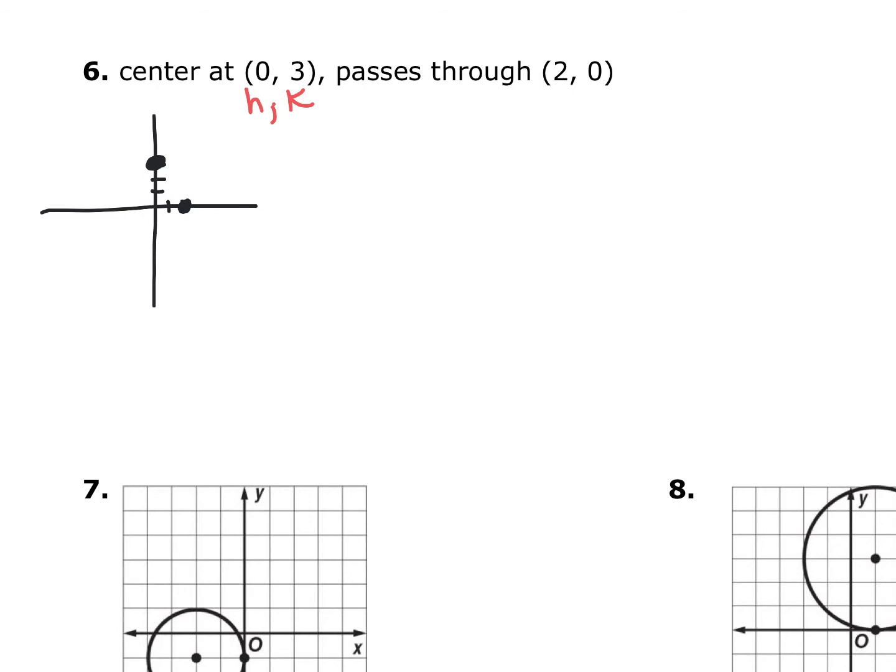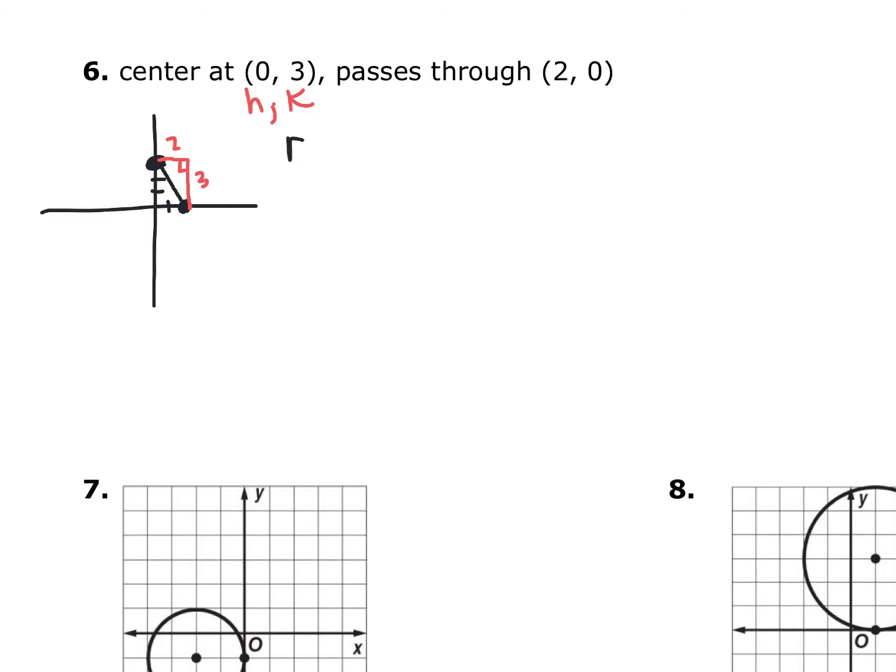All right, so this is not horizontal or vertical, so we need to use the distance formula, or we can use the Pythagorean theorem. I like to do the Pythagorean theorem. So here I have 2 is the distance here, and then the 3 is the distance here. So R is going to be my hypotenuse of this right triangle.